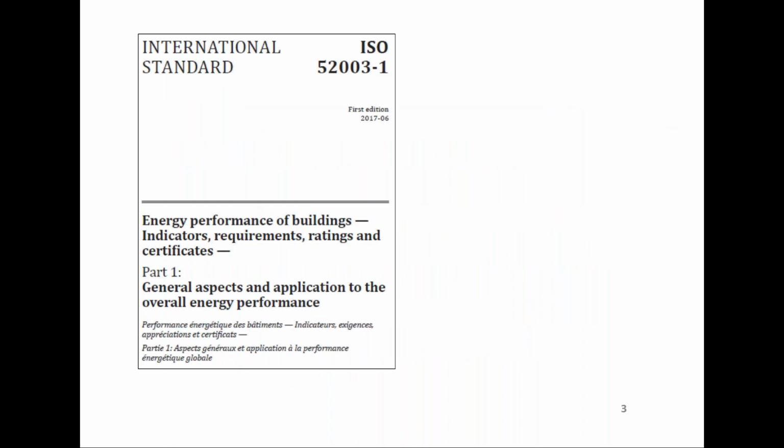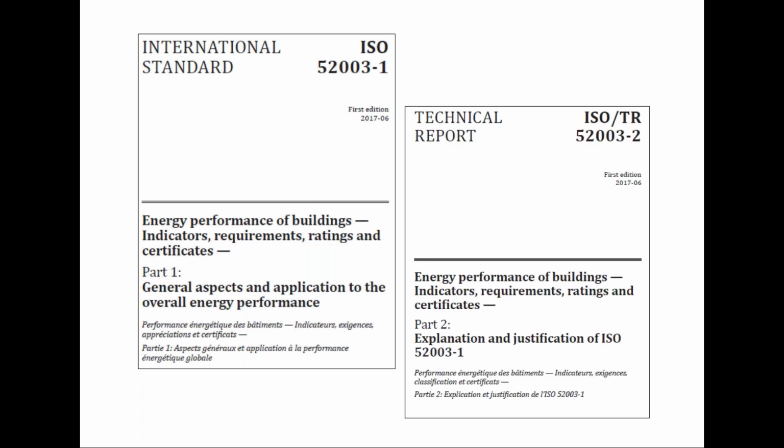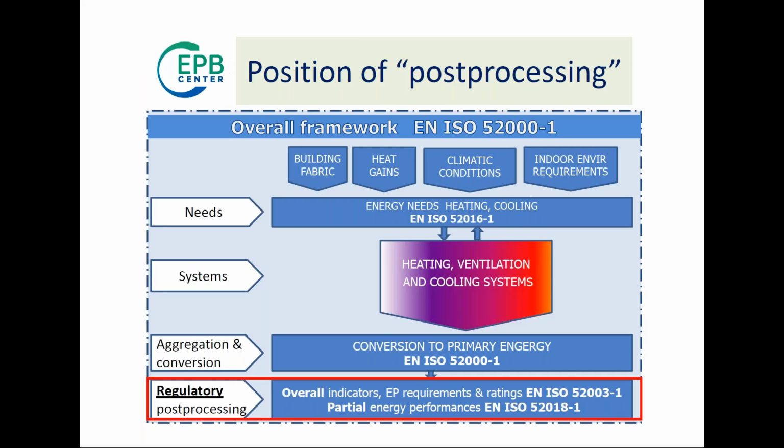So standard EN ISO 52003 consists of 2 parts. The first part is the standard itself, and it discusses the general aspects of indicators, requirements, ratings, and certificates. And the second part is the technical report, which provides further detailed explanation on each of the topics.